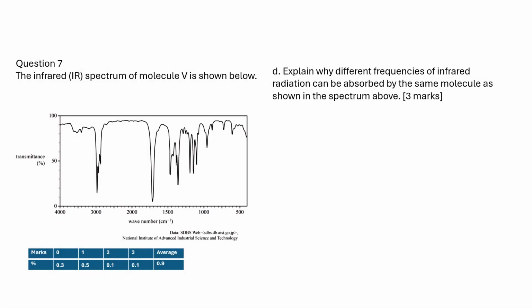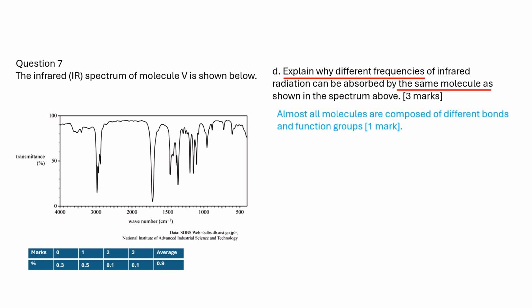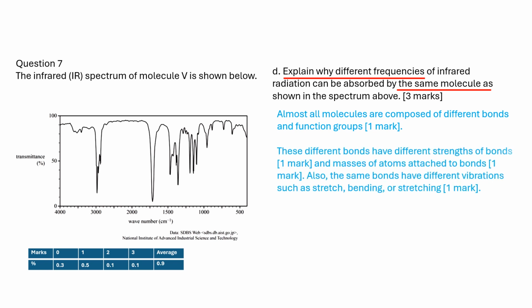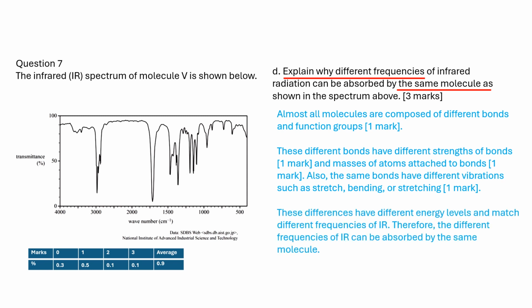Explain why different frequencies of IR can be absorbed by the same molecule. Almost all molecules are composed of different bonds and functional groups. These different bonds have different strengths of bonds and masses of atoms attached to bonds. Also, the same bonds have different vibrations such as stretching or bending. These differences have different energy levels and match different frequencies of IR. Therefore, the different frequencies of IR can be absorbed by the same molecule.